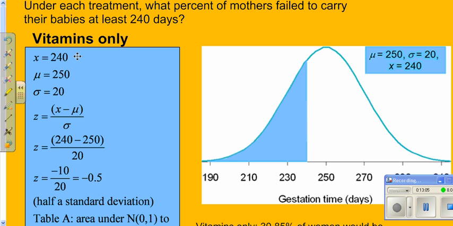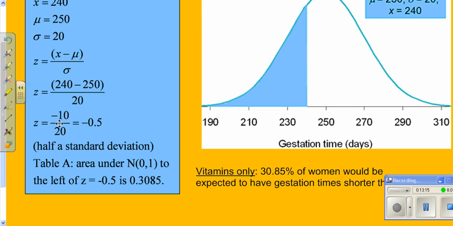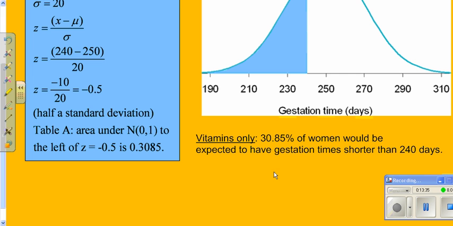So we're looking at the blue group. Our mean was 250. Our cutoff for the preemies is 240, with the standard deviation. We go ahead and we get a z-score of negative 0.5. Using table A in the back of the book, you go to negative 0.5 on the left, over to the 0.00 column, which is the first column, and you get this. So about 30.85% of the women were expected to have their child earlier than 240 days.